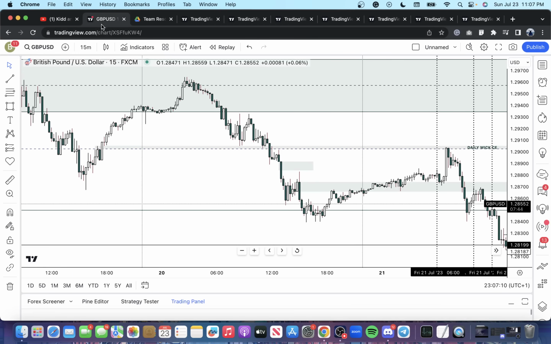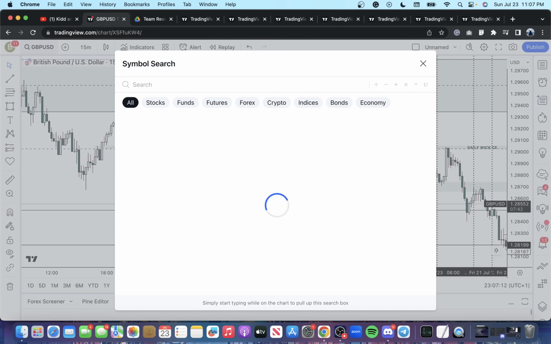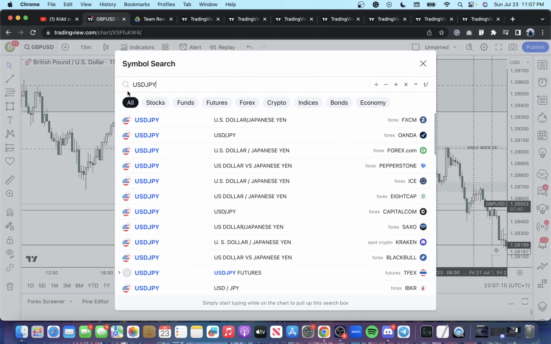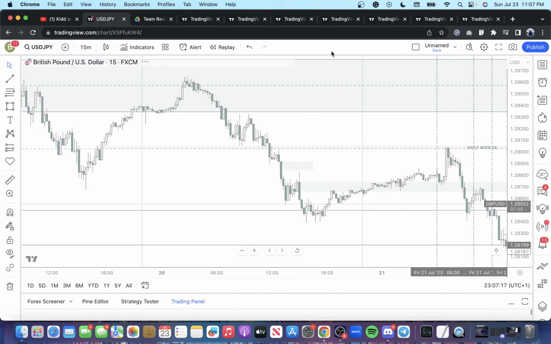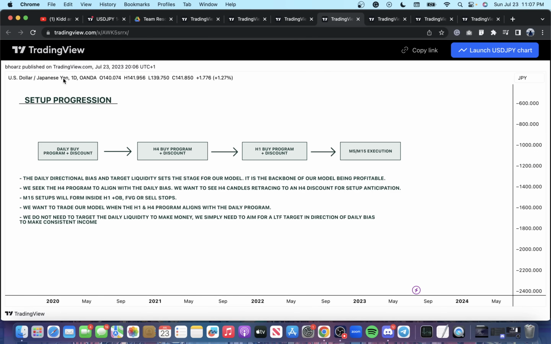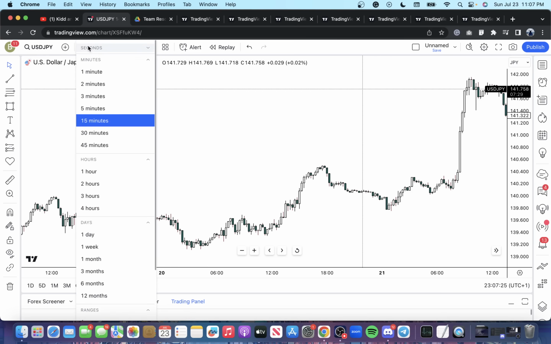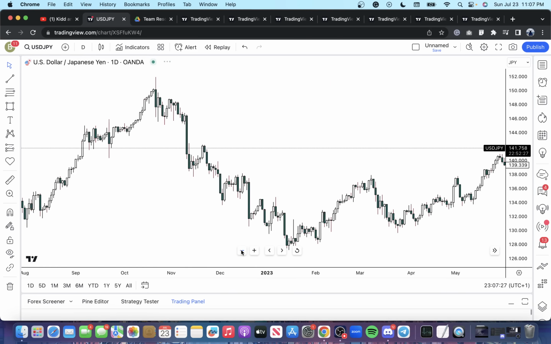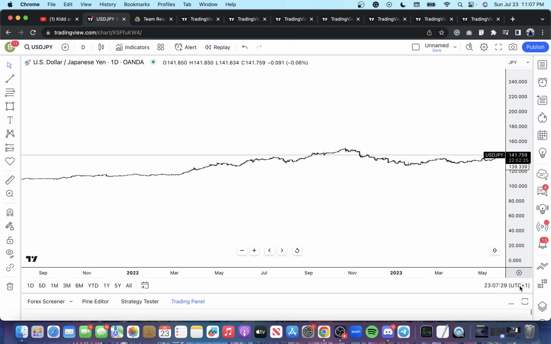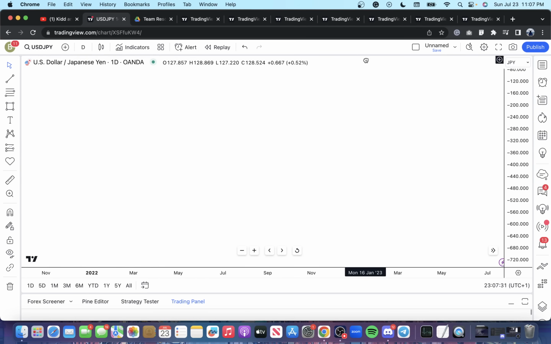So we're going to go into a blank chart, and I'm going to describe exactly what this should look like for a trade. Okay, this part of the model, which is the setup progression, I'm going to describe how it should look for your model. So now let's break this down on a daily time frame, and I'm going to do some very quick drawings here, and hopefully this makes sense.